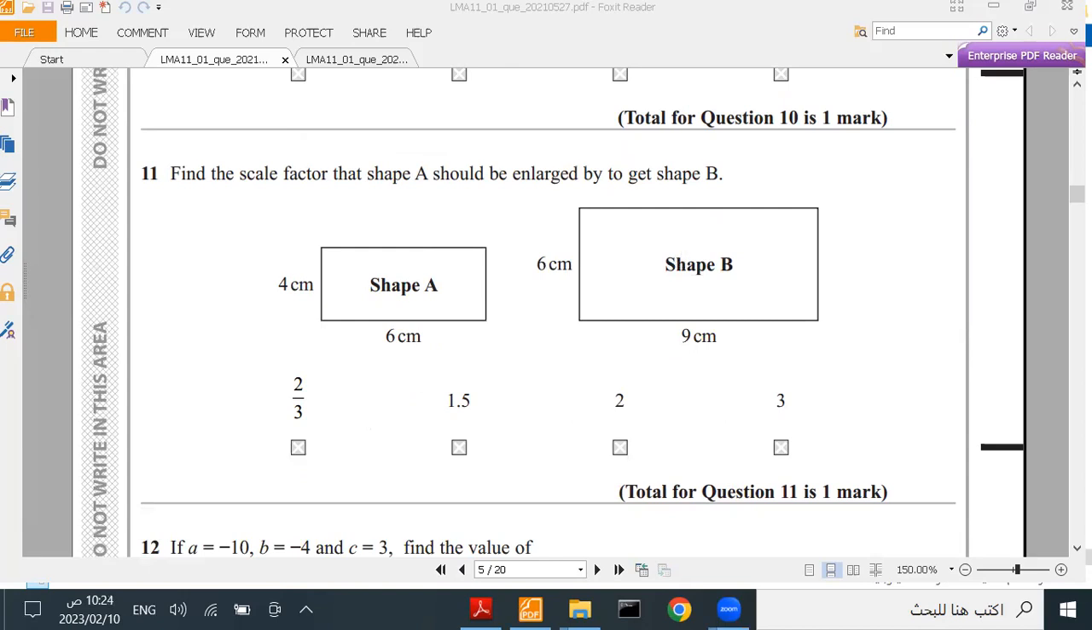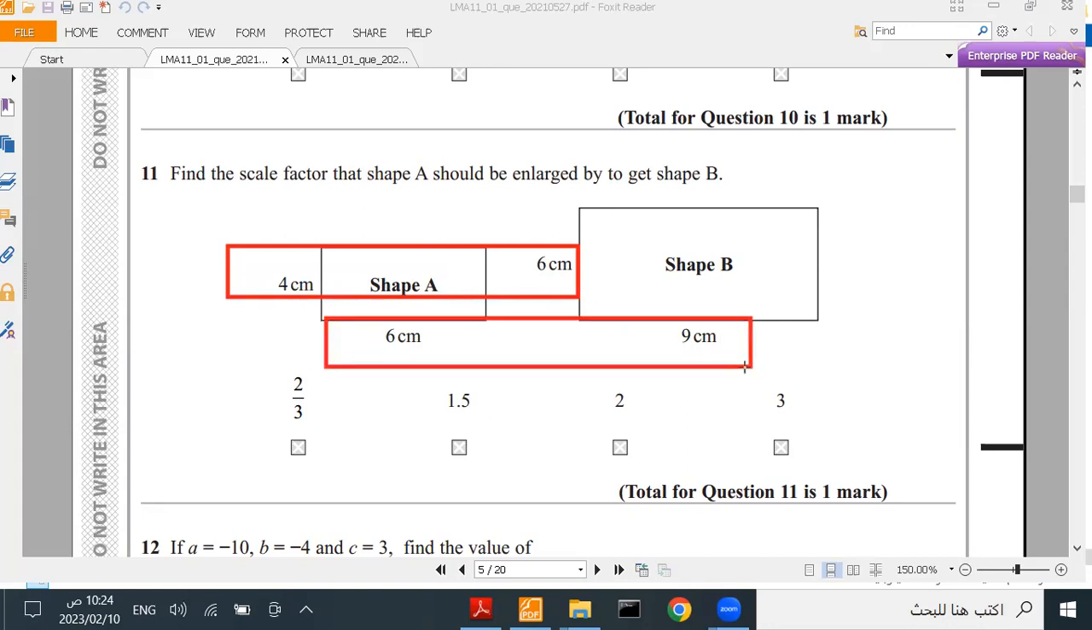Okay? How do we get this? We divide. Divide what by what? 9 by 6. Good. We can say 9 divided by 6, or we can say 6 becomes 4. You get 1.5. Same idea. You can use this or you can use this.